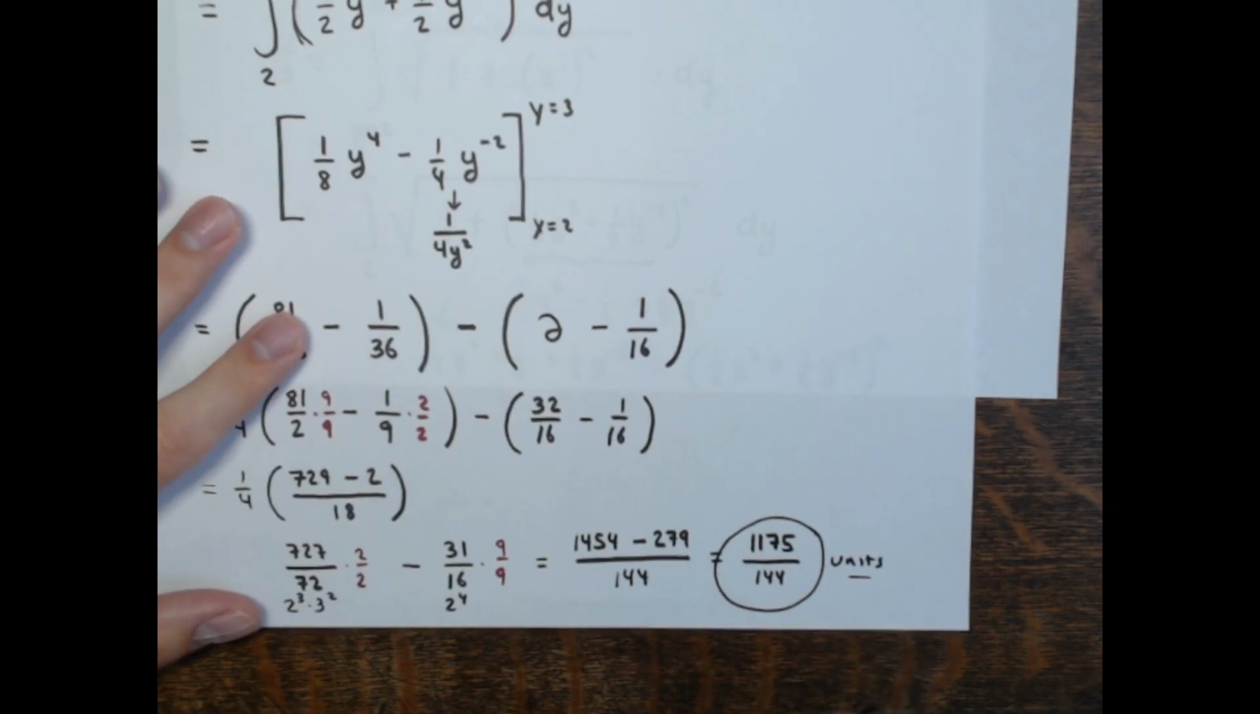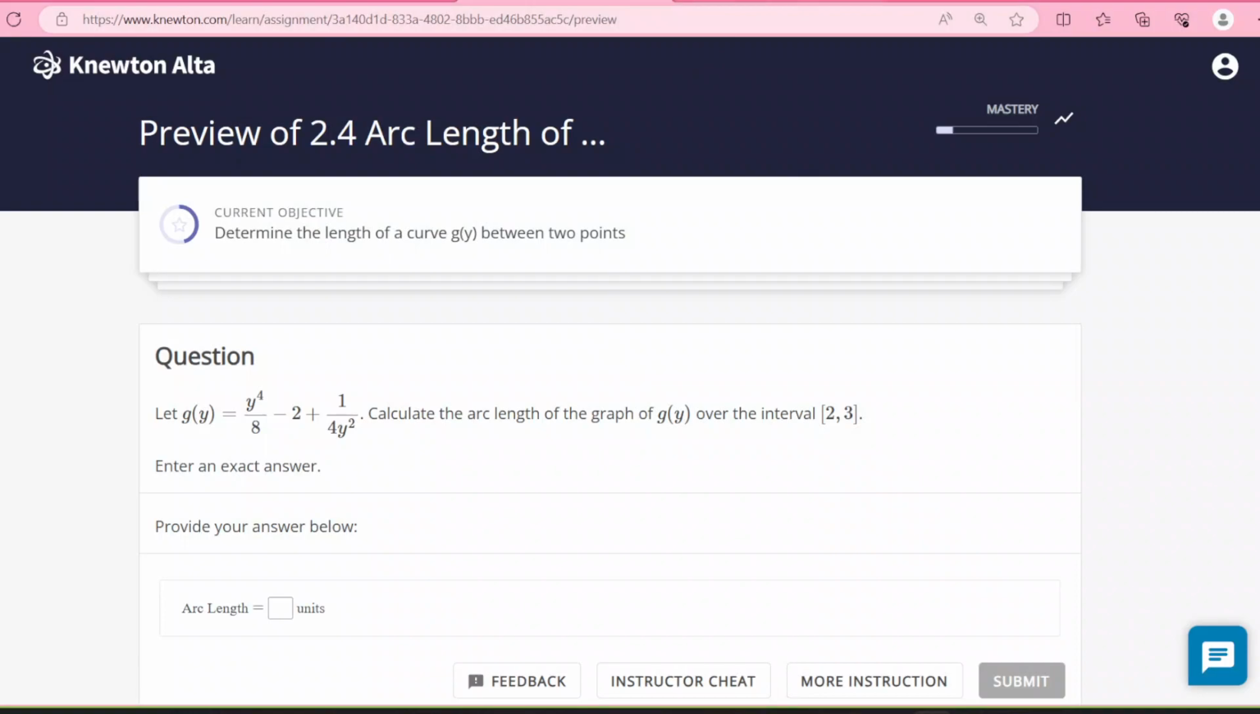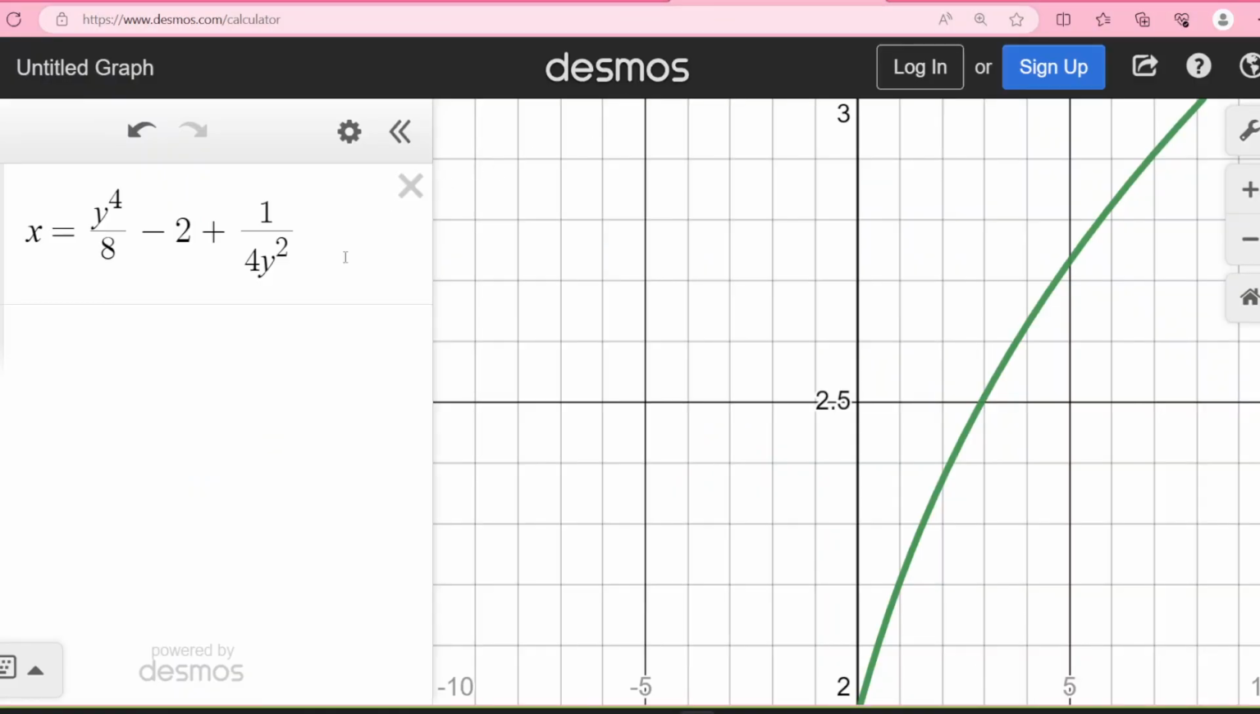Units, right? This is plain old units. That's the length. Okay, and then I really want to double check myself there. When there's a lot of arithmetic like that, I just want to make absolutely certain. So let's put in the integral that I had back in Desmos.